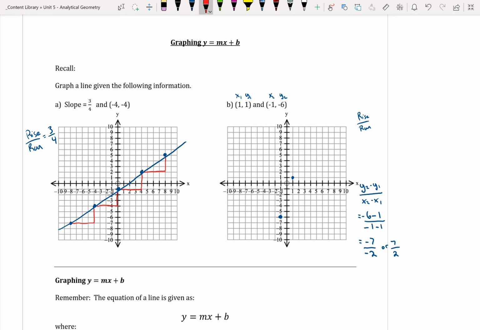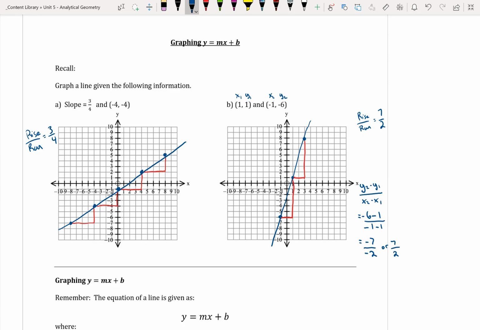If we look at our points, we could figure this out as well. We can see our run is 2, and our rise is 7. So now that I know what my slope is, I want to graph other points. So I can go over 2 again from my top point, up 7, to get to my next point. I can't go any further in either direction, so I'm just going to connect my points.